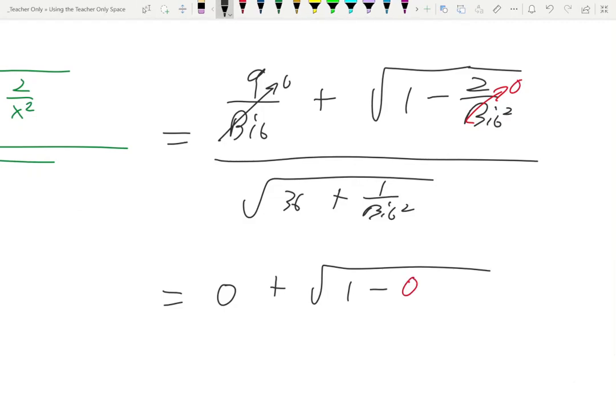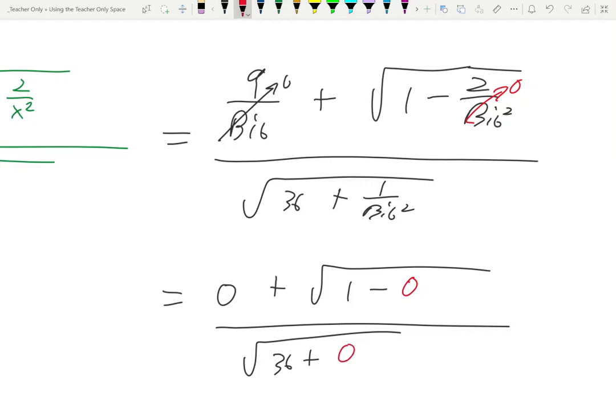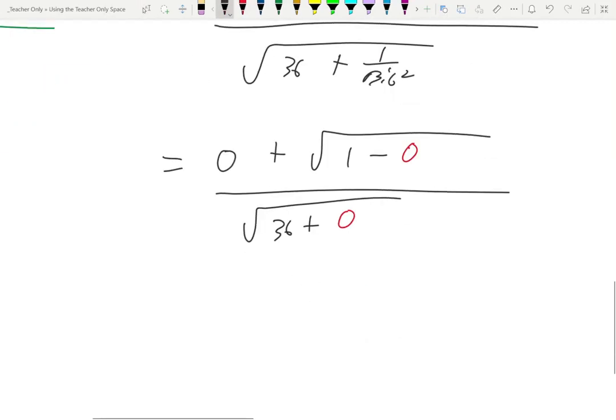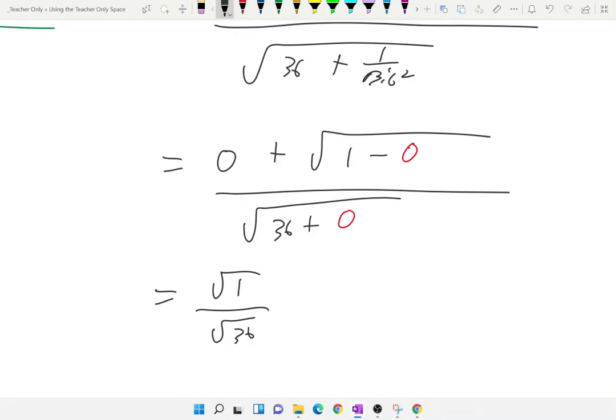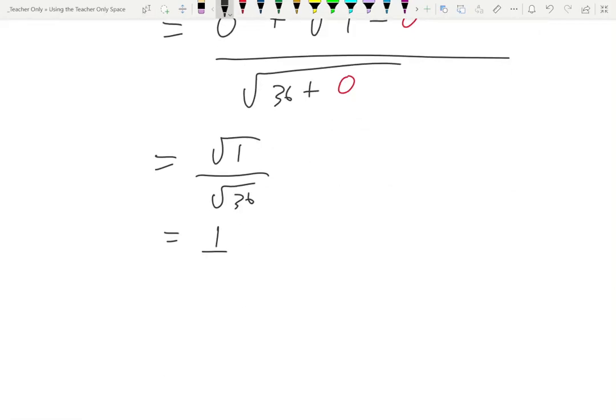And then, last but not least, down here in the denominator, this is going to be 36 plus, what's 1 divided by big squared? Well, once again, that's going to be 0. So what will this result in? When we clean this up and get rid of all of our zeros, we're going to be left with the square root of 1 over the square root of 36, which simplifies to be 1 over 6.